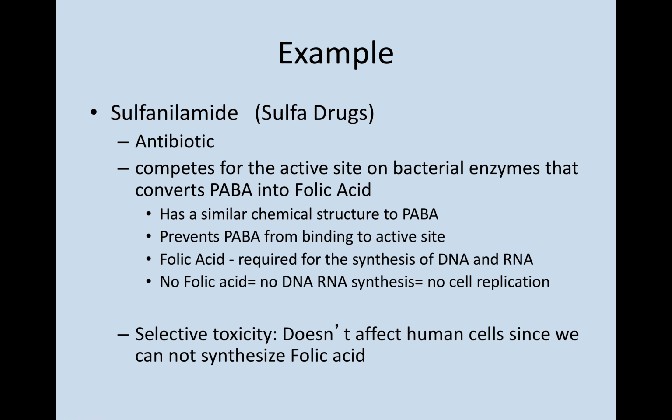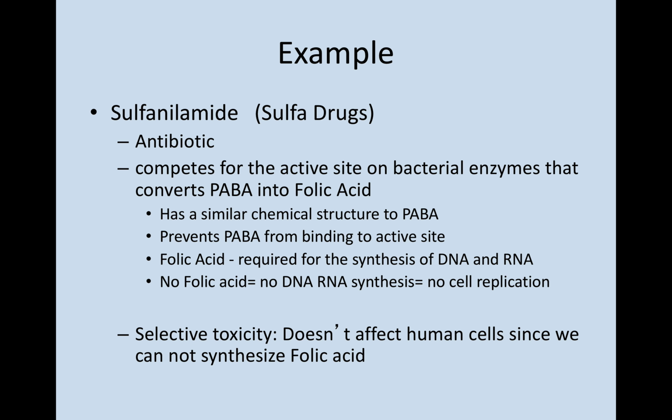The example would be sulfonamides, sulfa drugs. What it does is it competes for the active site on bacterial enzymes that convert this chemical called PABA into folic acid. It's not really important what PABA is, but it gets converted to folic acid. Sulfa has a similar chemical structure to PABA, so it prevents that substrate PABA from binding, therefore the bacteria doesn't produce folic acid. Folic acid is required for DNA and RNA synthesis, so if you have no folic acid, you have no DNA and RNA synthesis, you have no cell replication. So you can actually stop the bacteria from growing by adding sulfa.